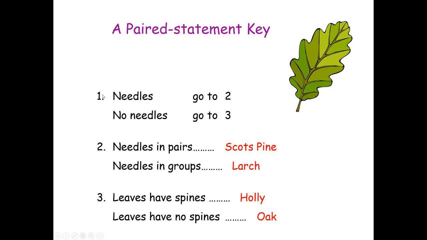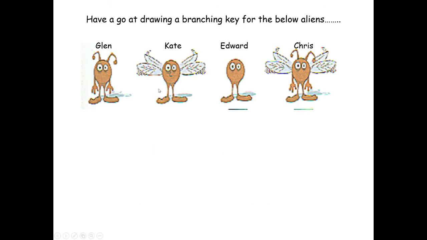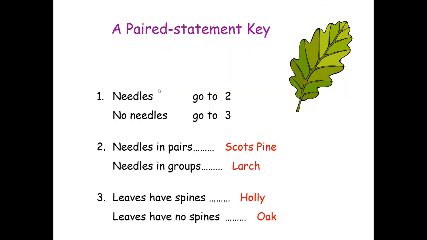So you would do question number 1, has needles. If it has needles, goes to question 2. If it does not have needles, go to question 3. What I quite often do is just like with the branching keys where we took it one at a time, I would do question 1 and needles go to 2. I would then completely ignore the no needles. So I would write needles go to 2, no needles go to, and then just leave a blank. And once we've sorted all the needles out, you can come back up and work out what number question this is. So needles go to 2.